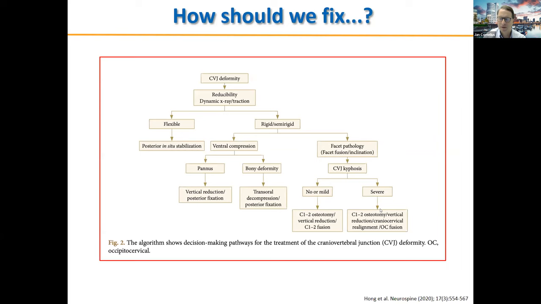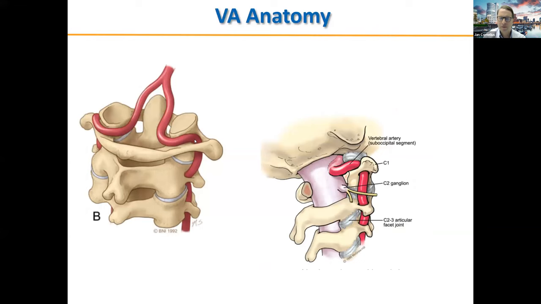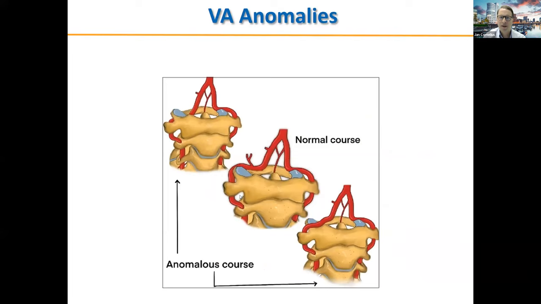So a lot of things about anatomy were already mentioned in the talk of Michael. So here just two or three important points. We need to put our screws or material in this region. We have the vertebral artery, we have the nerve roots, we have the spinal cord. What is first important is, of course, to be aware of the course of the vertebral artery. And then it's important to know that there are a lot of anomalies also. So there may be anomalous courses, and the artery may course at places where we want to put our screws.